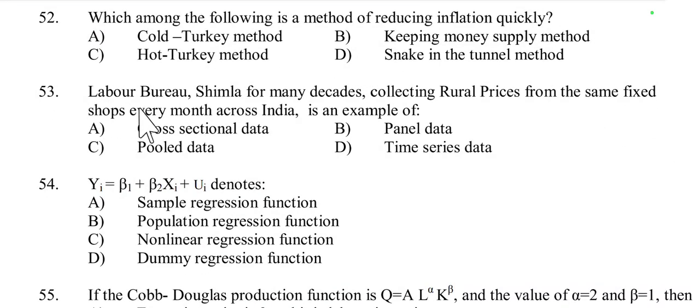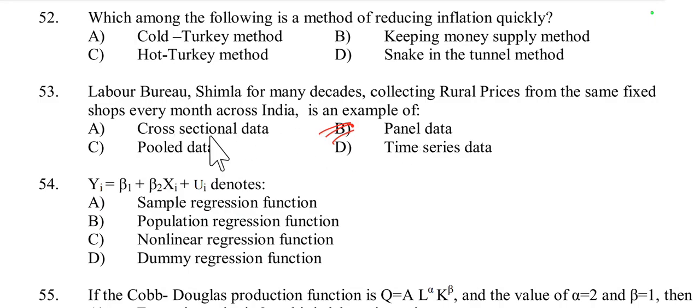Then question 53, Labour Bureau Shimla, for many decades collecting rural prices from the same fixed shops every month across India, is an example of cross-sectional data, panel data, pooled data, or time series data. It is called panel data, because panel data involves multiple data points collected over time from the same subjects or units. So collecting rural prices from the same fixed shops every month is an example of panel data.